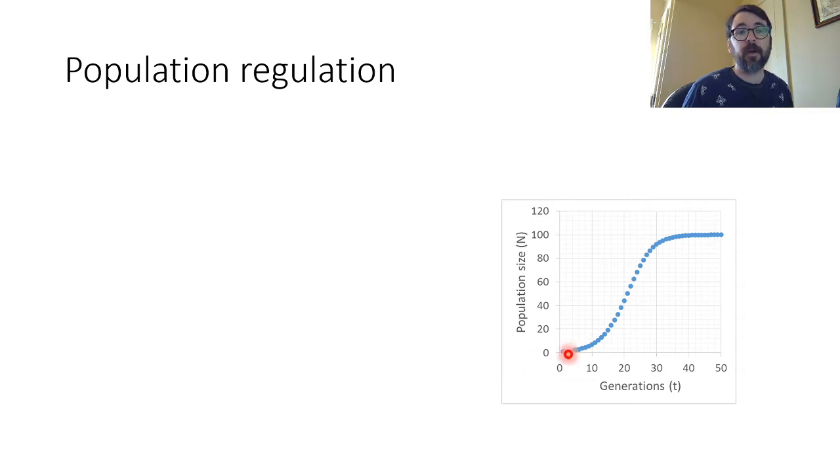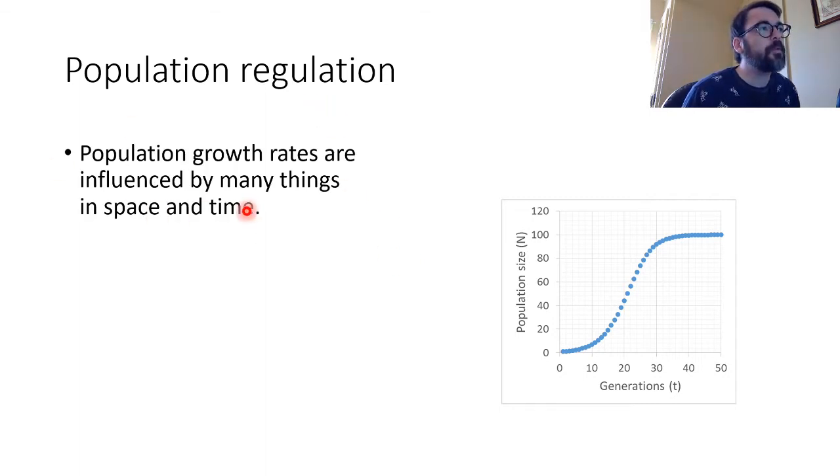But then when we looked at real populations, we see that that's not how populations grow. They are held in check. They have something called a carrying capacity, which limits how big they can get and causes them to slow down. Right? So population growth rates are influenced by many things in both space and time.